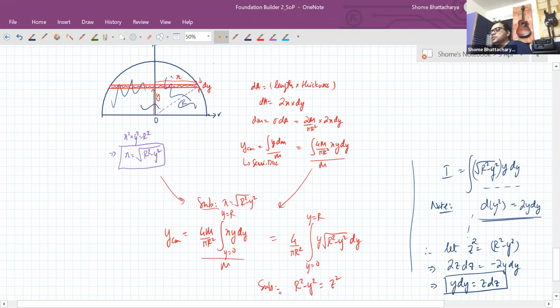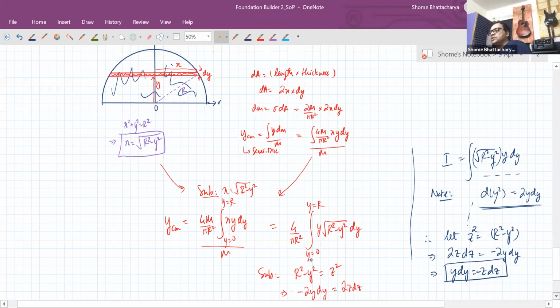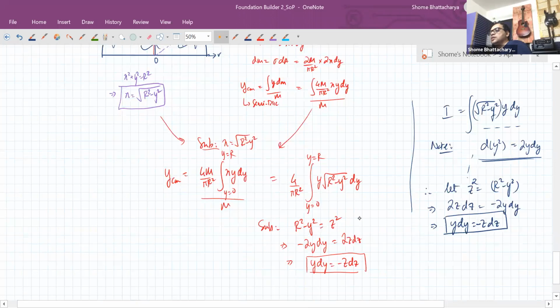So what will happen is, minus 2y dy is equal to 2z dz, there was a minus sign missing here by mistake. So we can replace y dy as minus z dz. And of course we can replace the square root as well.